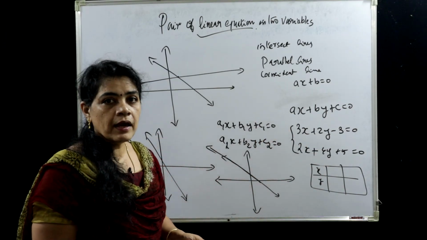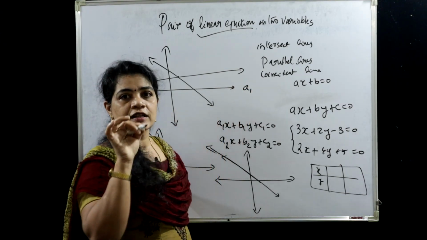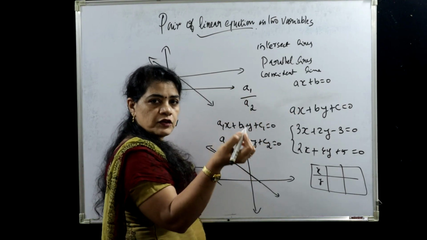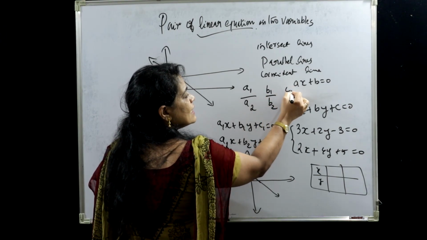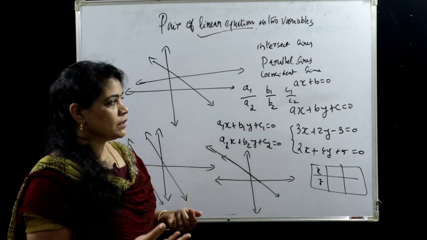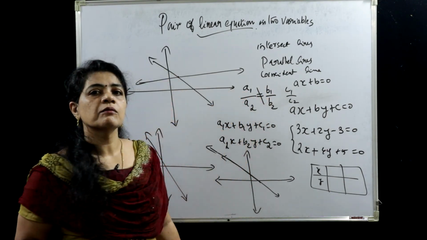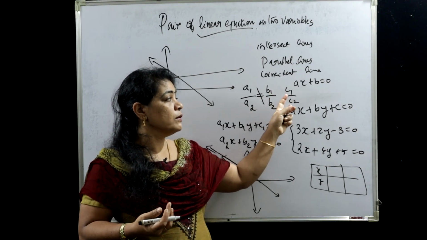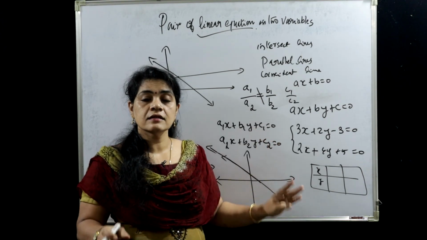So after getting the pair of linear equations, before plotting you can say by comparing the coefficients, here a1 is the coefficient of x in the first equation, by a2. You compare the coefficients or take the ratios a1 by a2, b1 by b2 and c1 by c2. Then, if a1 by a2 is not equal to b1 by b2, you need not find whether the ratio c1 by c2 is equal or not equal. You can conclude that their graphs will intersect each other.